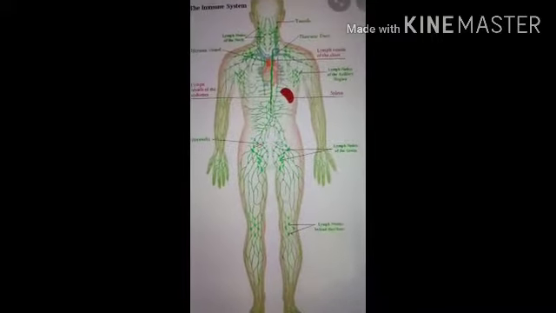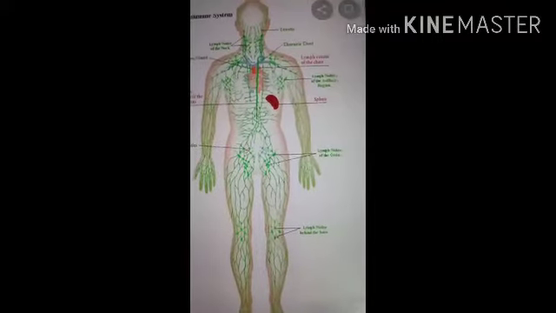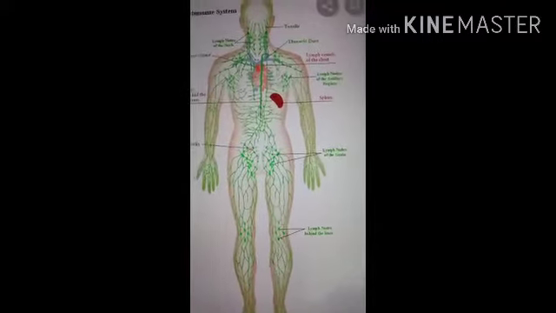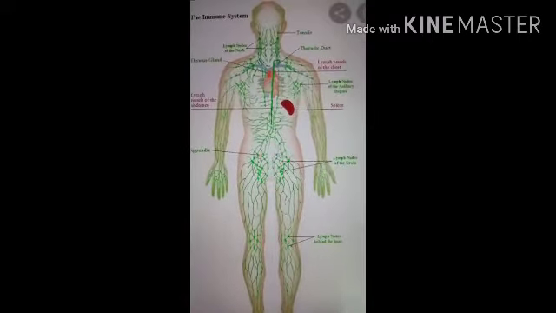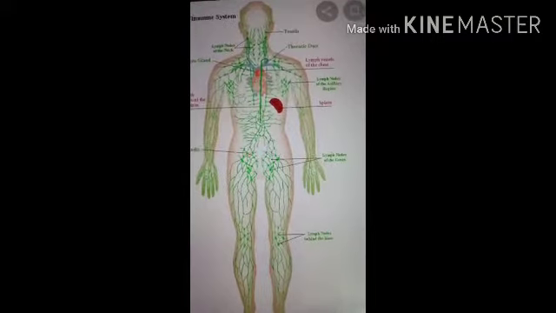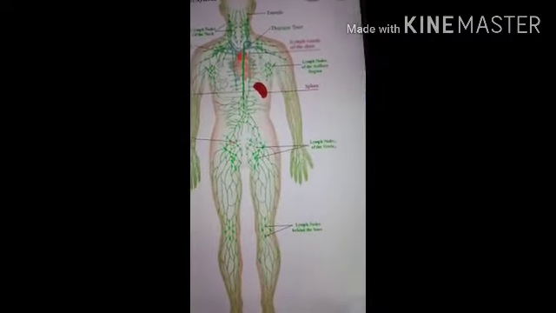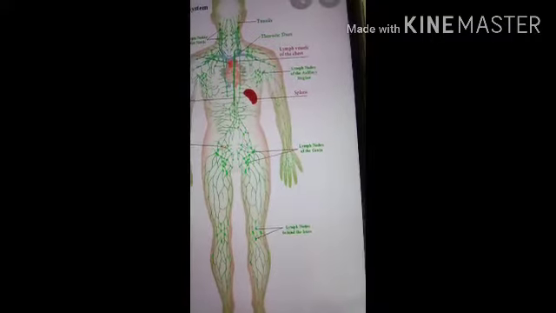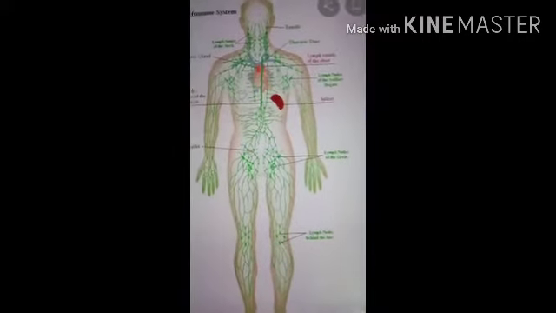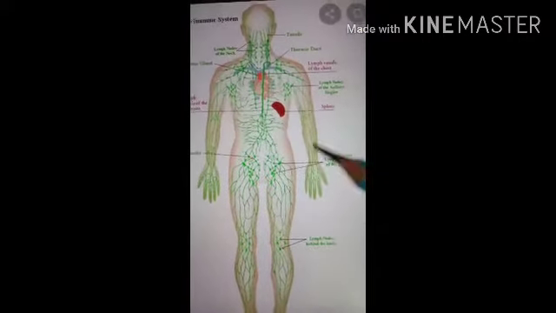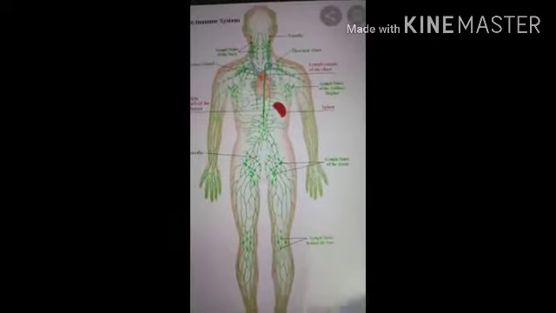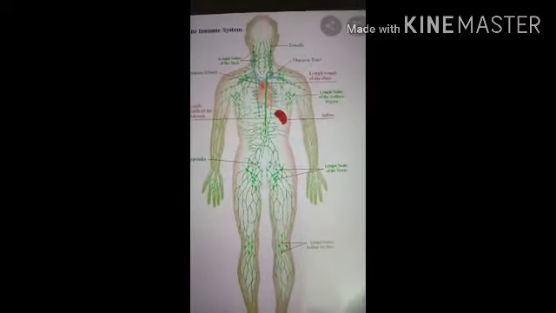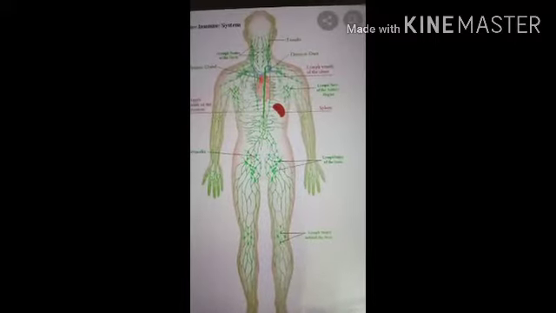Here the first function of the lymphatic system is tissue drainage. It plays an important role in the drainage of the tissue. The second one is absorption in the small intestine, that is, fat soluble material and vitamins. And the third important function is immunity, meaning lymphocyte production. So these are the functions done by the lymphatic system.